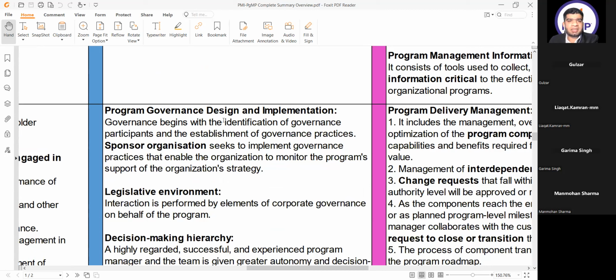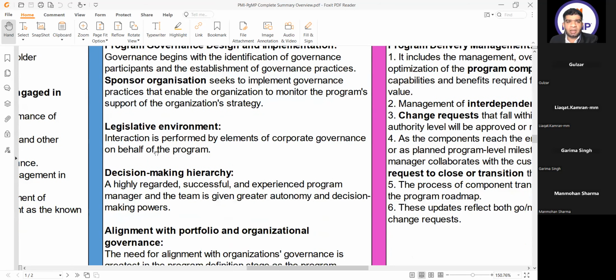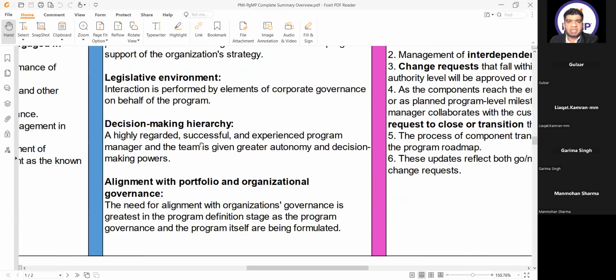Then we have program governance design and implementation. Governance begins with the identification of governance participants and the establishment of governance practices. Sponsor organization seeks to implement the governance practices that enable the organization to monitor the program support of the organizational strategy. Then we have legislative environment. Interaction is performed by elements of corporate governance on behalf of the program. Decision-making hierarchy: a highly regarded, successful, and experienced program manager and team is given greater autonomy and decision-making powers.